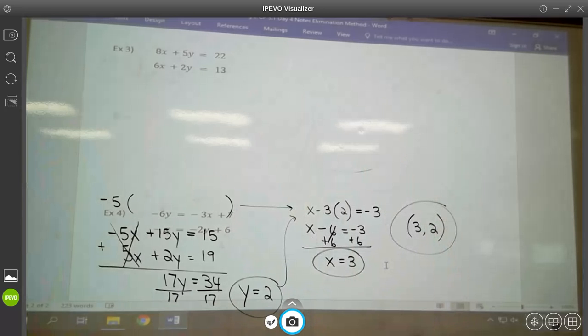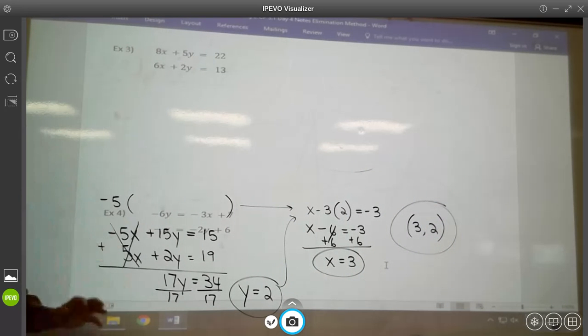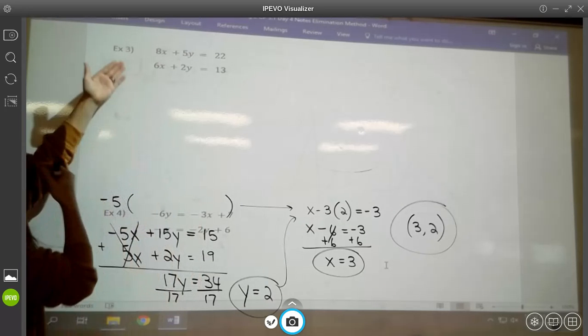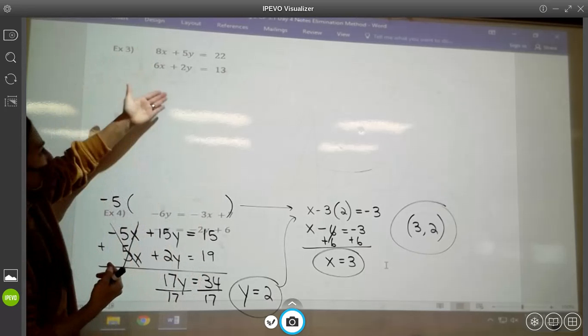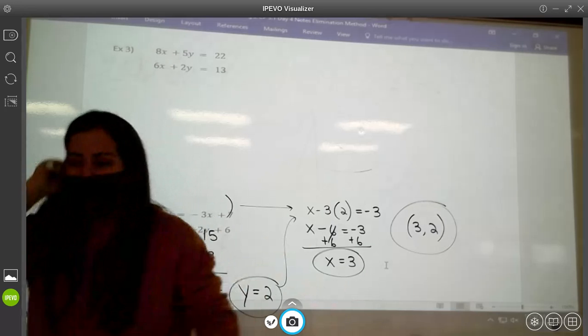All right, so in example 3, if I want to solve this system using the elimination method, right? The elimination method wants us to add the equations together. If I was going to add them together right now, I'd have 14 x's and 7 y's. Nothing got eliminated, which means I'm not ready to add them together.